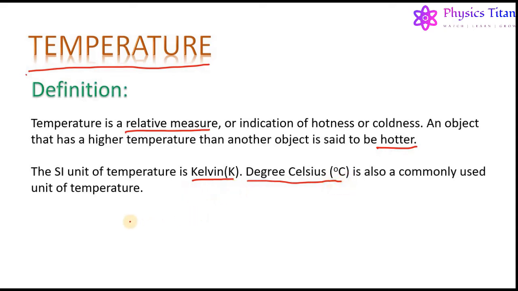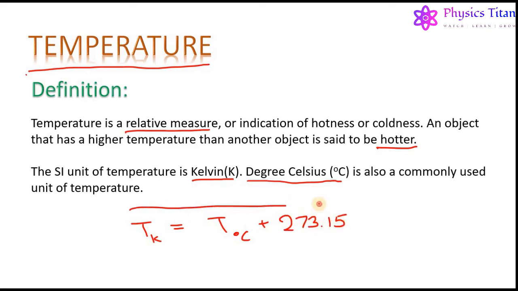These two units are related to each other by the equation: temperature in Kelvin is equal to temperature in degree Celsius plus 273.15. This is the conversion unit for temperature in degree Celsius to Kelvin.